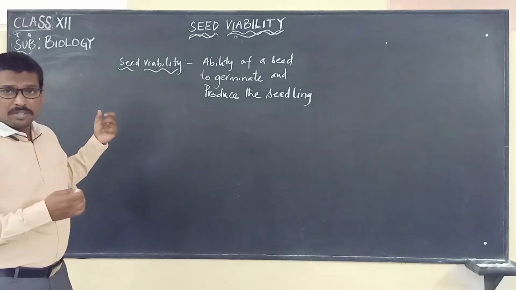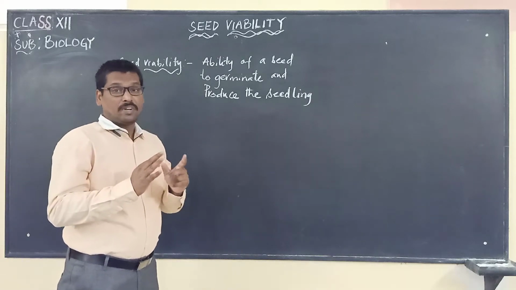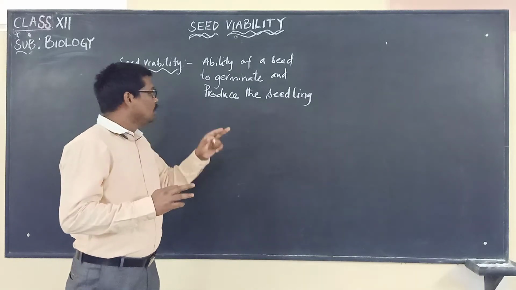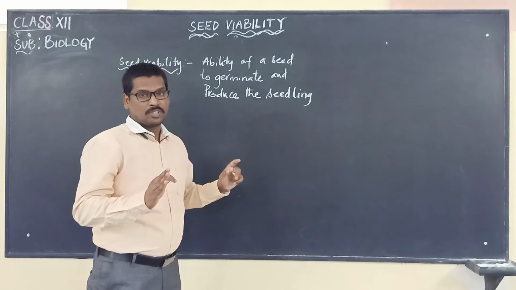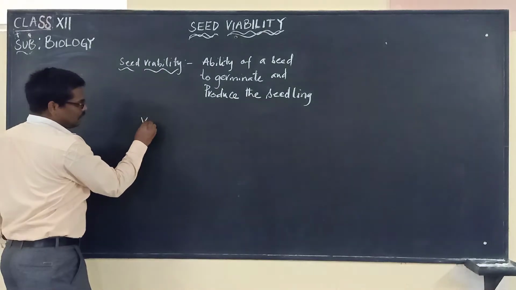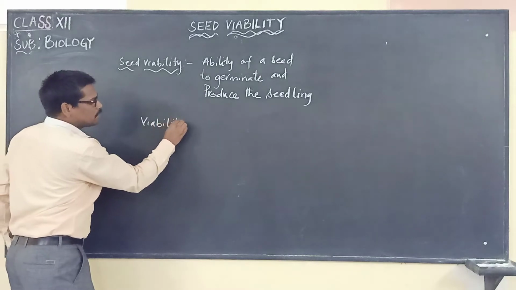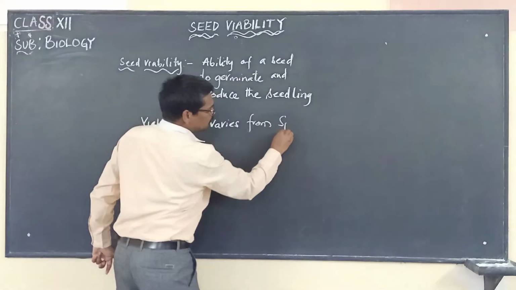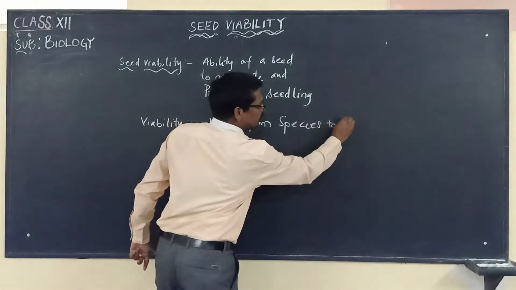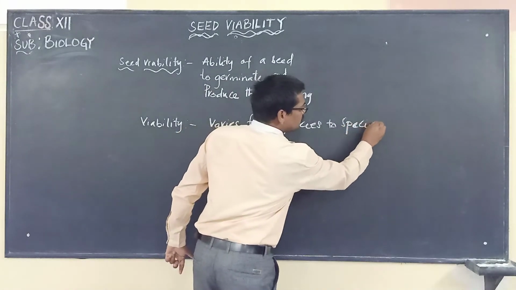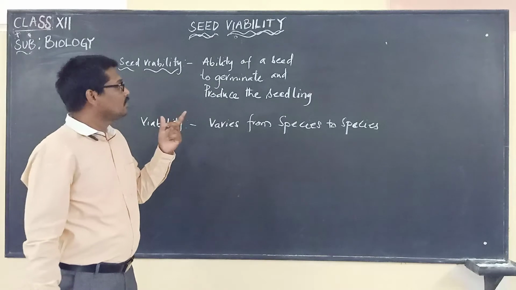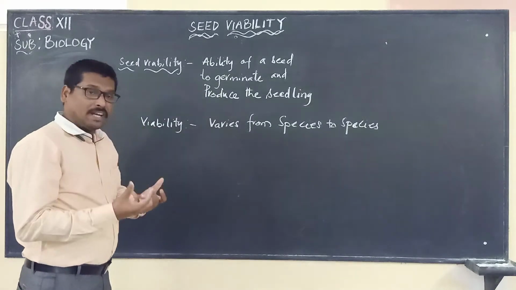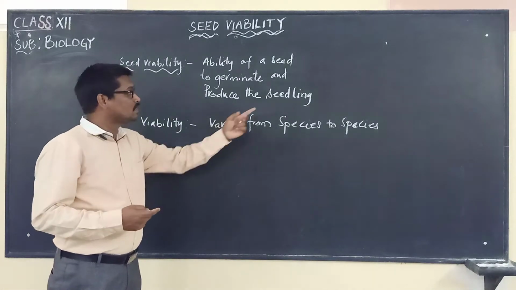Because not all species will have the same viability. They will not maintain the same period of time to germinate and produce the seedling. So seed viability varies from species to species. All the plant species which bear seeds will not have the same viability. Viability means the ability of a seed to germinate and produce the seedling.